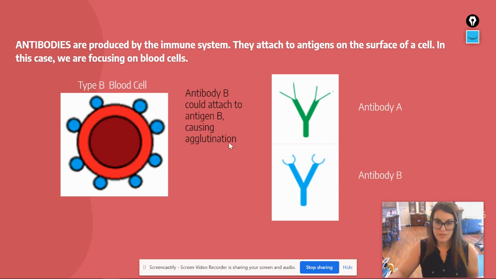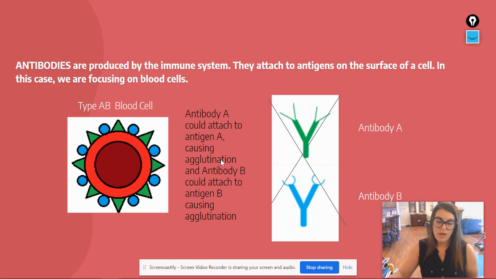and cause agglutination, which would clog up your blood vessels. Okay, your blood wouldn't be able to freely flow if it's clotting up. Okay, so this is somebody that has type AB blood. So they have A antigens and B antigens.